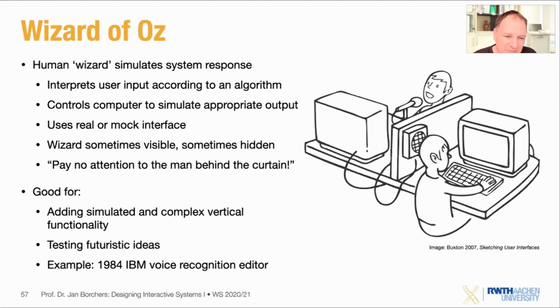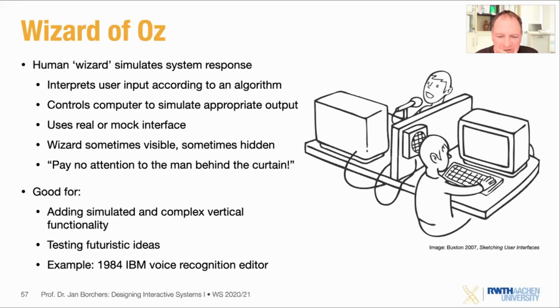This will not be on the test, but the Wizard of Oz, in this picture here, you see here, the Wizard of Oz is the guy on the bottom, who's sitting in front of his computer. So let me explain how that works. When you do a Wizard of Oz prototype, you have one human wizard who simulates the response of the system. He's the guy sitting at the bottom here in this picture. The guy at the top is the user.